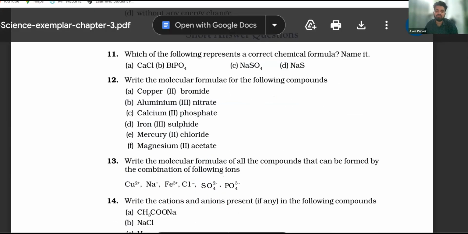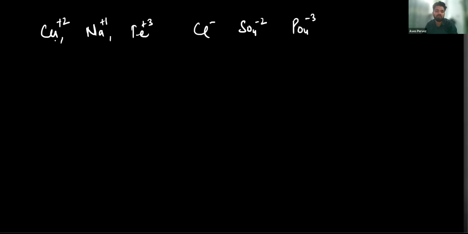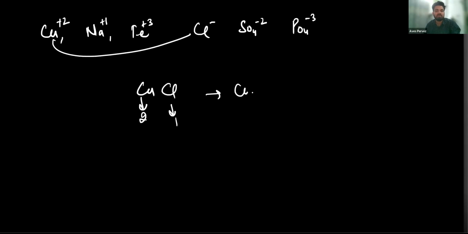Yes, it is correct. So tell me what should be the formula of copper chloride? Cu has valency 2, and chloride has valency 1. So the formula should be CuCl2. The second one will be copper sulfate. Both are going to have valency 2, so they will cancel. It will be simple CuSO4.